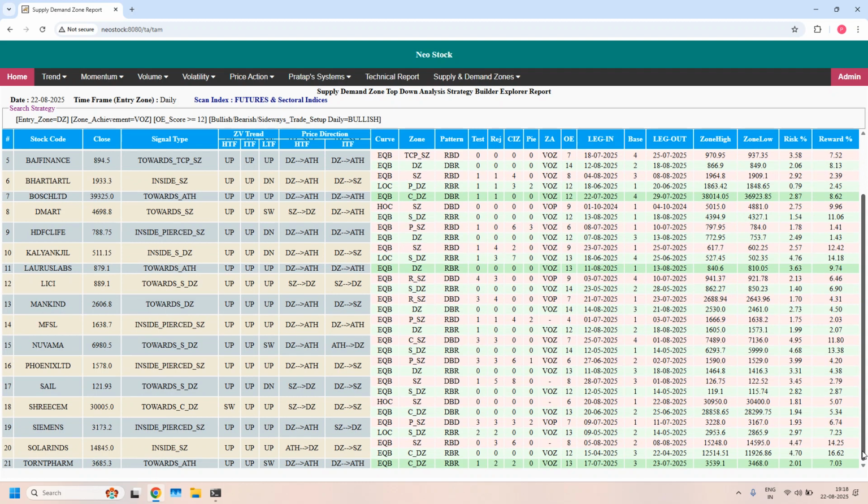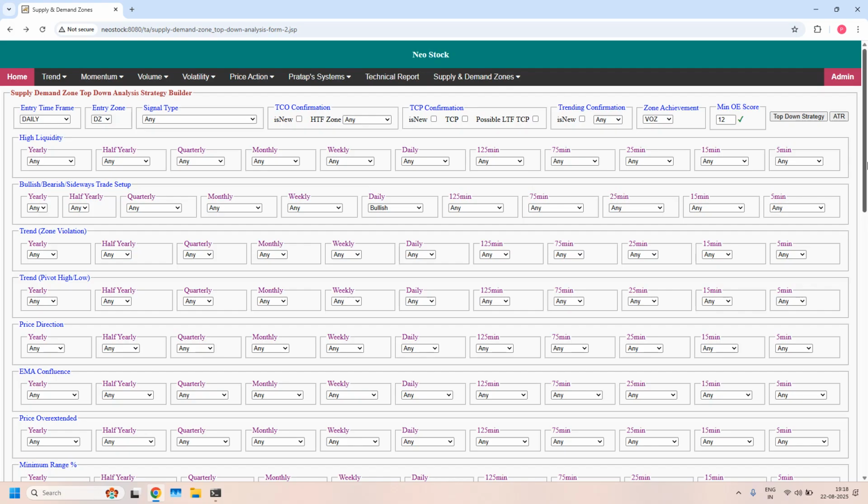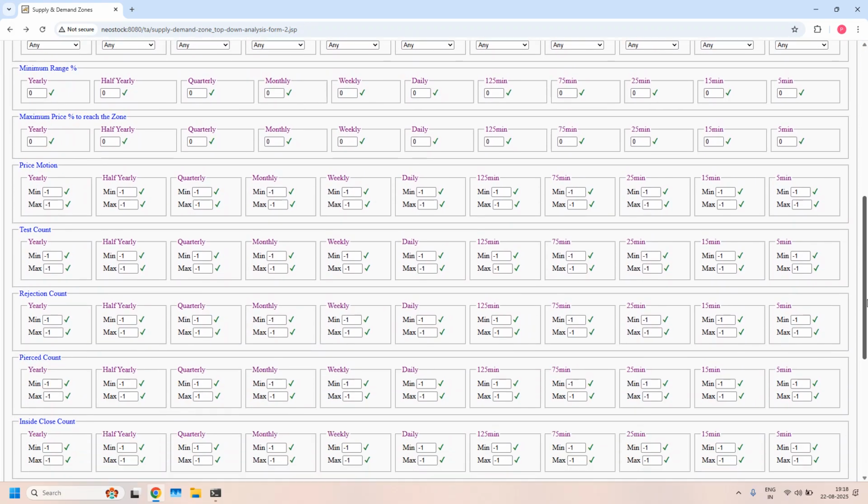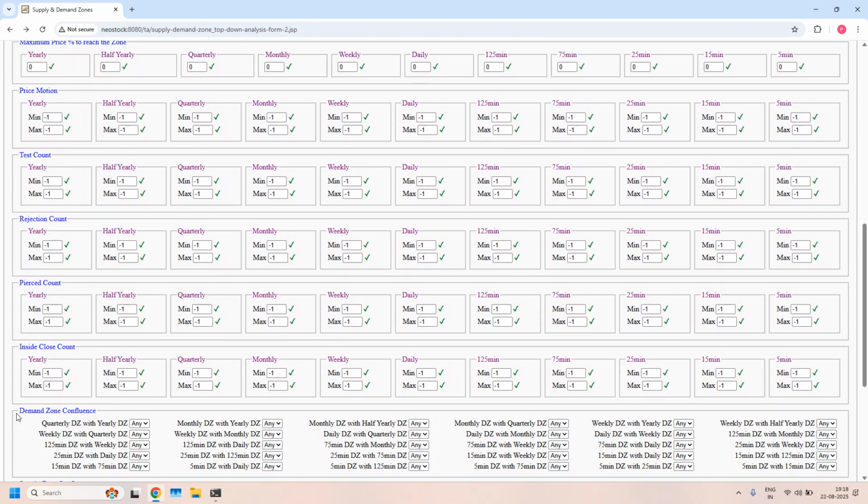Okay, first let us apply daily and weekly demand zone confluence and then weekly EMA confluence strategy. That is LTF and ITF demand zone confluence and ITF EMA confluence you learned in lesson 27. So I am applying on the 21 stocks, going back in the demand zone confluence parameter. Here we have that parameter. Here I am selecting LTF and ITF demand zone confluence, LTF daily, ITF weekly. Demand zone confluence, filter is enabled.